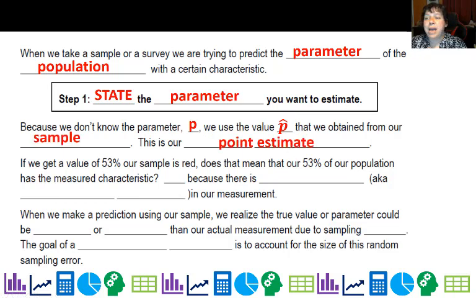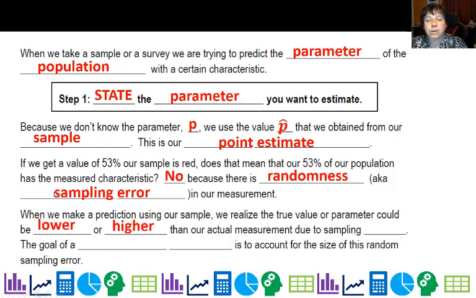All right, so P hat comes from our sample because we're not going to count all the beads, and this is our estimate. Now, if we got 53% of our sample is red, does that mean 53% of our population has that measured characteristic? Well, no, because we know there's randomness and because of sampling error, if we did another sample, we're probably going to get a different value. Now, when we make a prediction using our sample, we know the true value could be lower or it could be higher. And that, again, is due to sampling error.